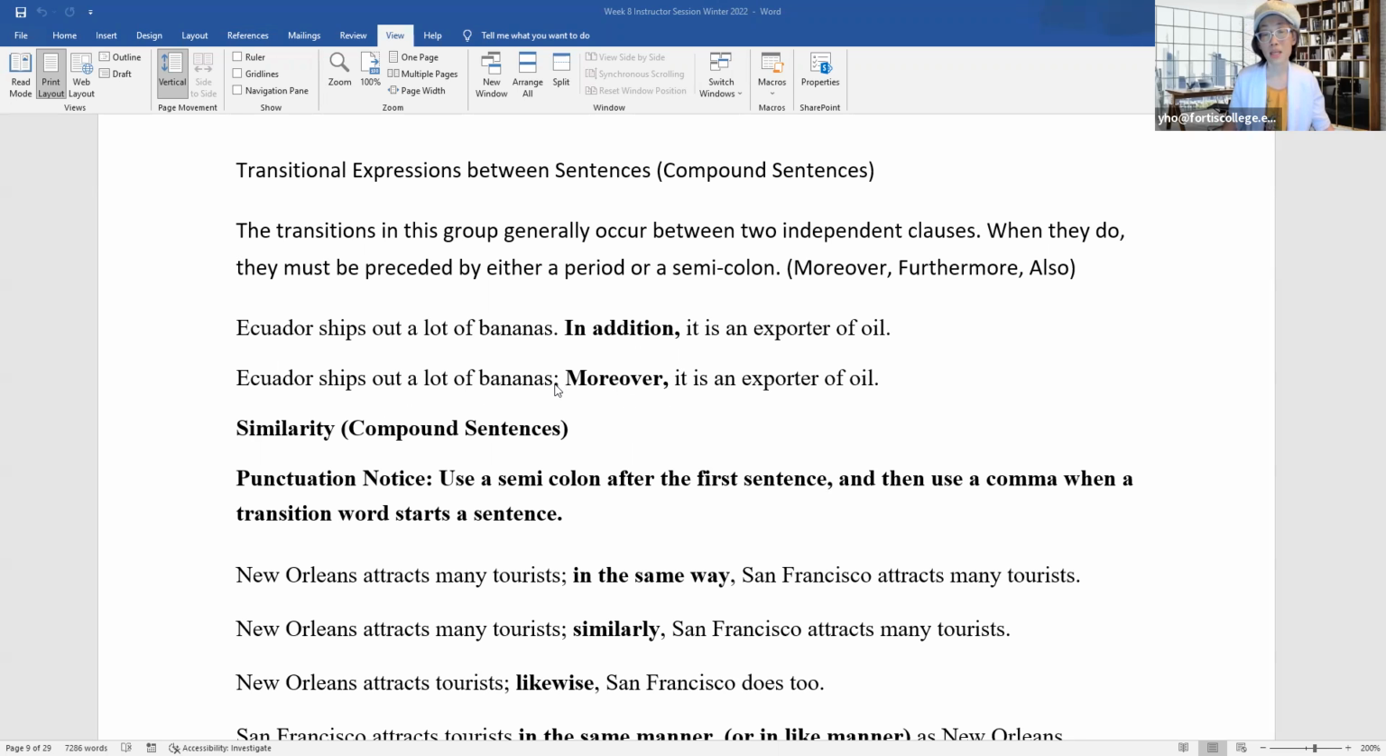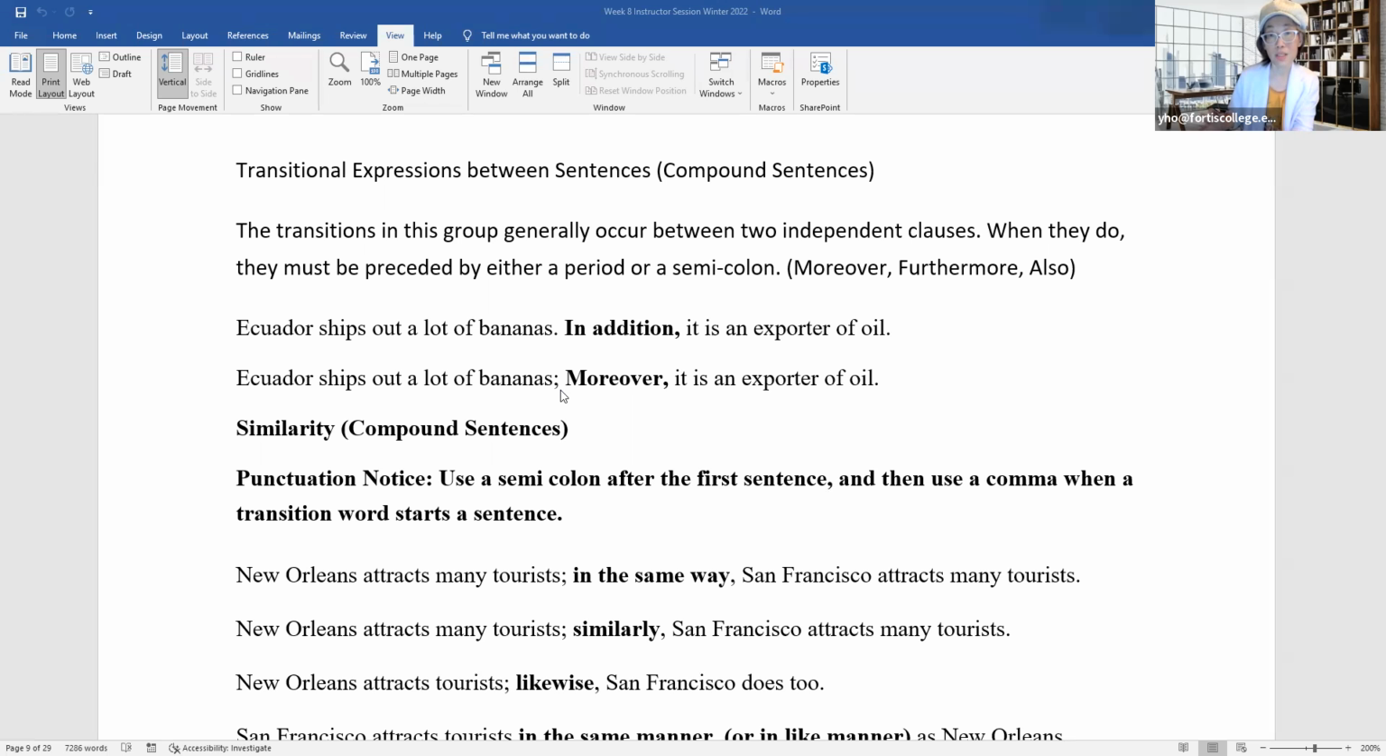You can either put a period or a semicolon before the transition word. If I use a period, here I would say, Ecuador ships out a lot of bananas, big pause. In addition, it is an exporter of oil. If I use a semicolon, it's kind of like saying and, okay? It connects two sentences together, and the reader would read those two sentences really fast, as if it were one sentence. So the difference with a semicolon is that the whole sentence flows faster, whereas if you use a period, it puts a pause in between the sentences.